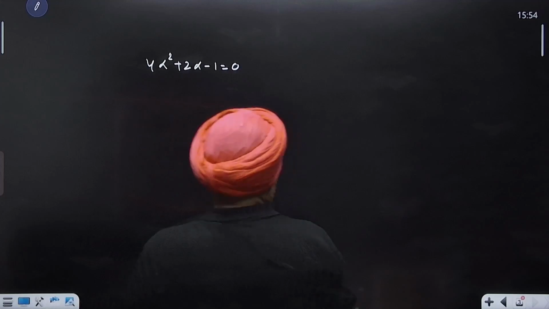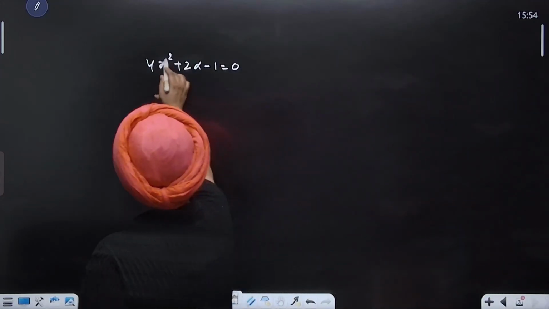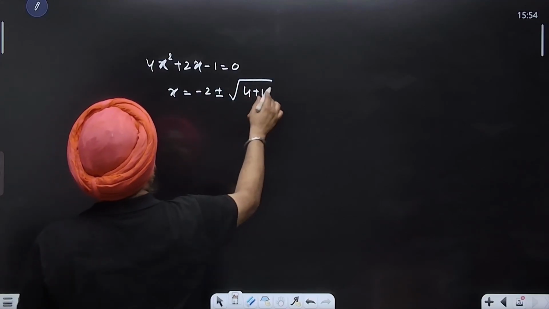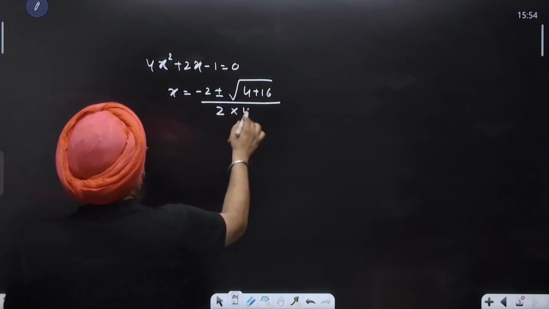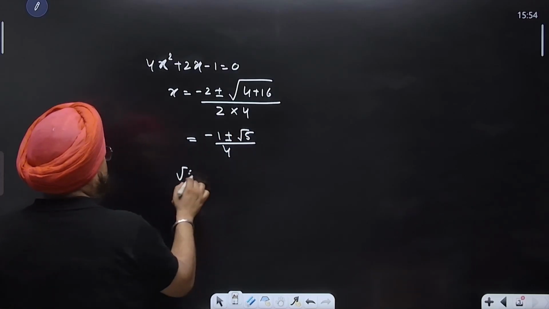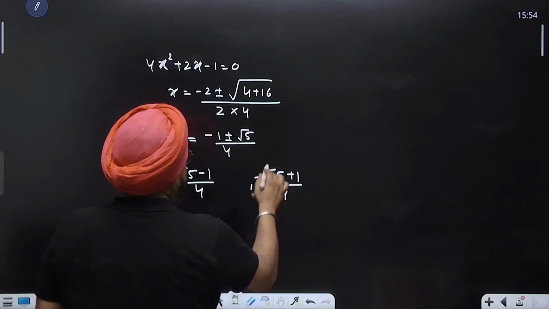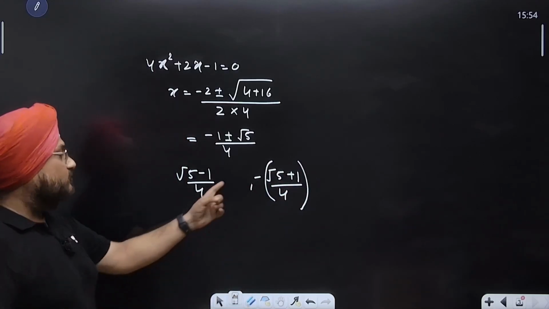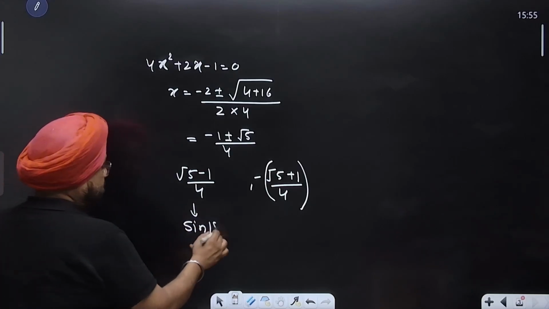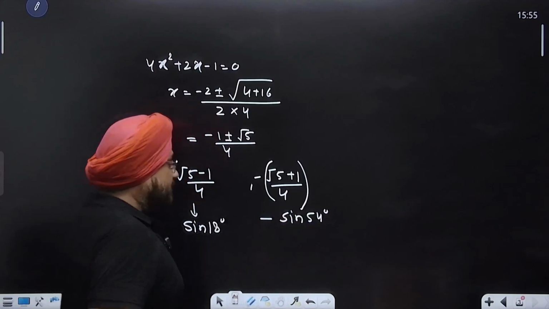4 alpha square plus 2 alpha minus 1 is equal to 0, so the root will be minus b plus minus root of b square minus 4ac upon 2a. So the root is minus 1 plus minus root 5 by 4. One root is root 5 minus 1 by 4, the other root is root 5 plus 1 by 4 into minus 1. So this is sine 18 degree and this is sine 54 degree with a minus sign.